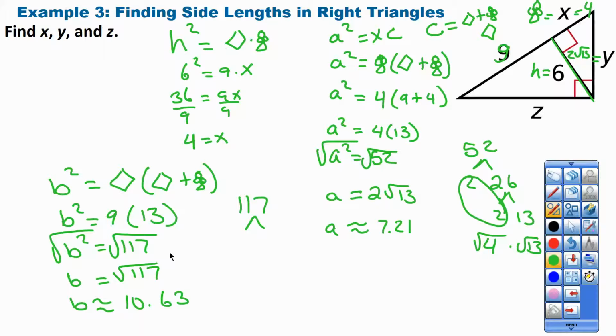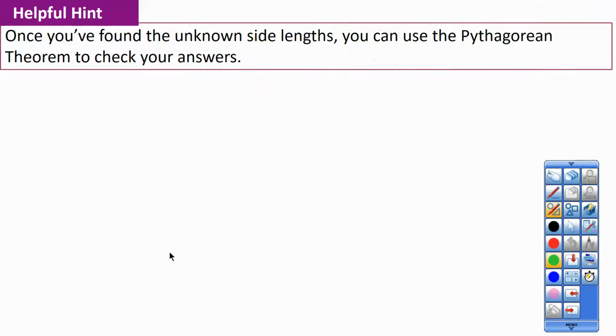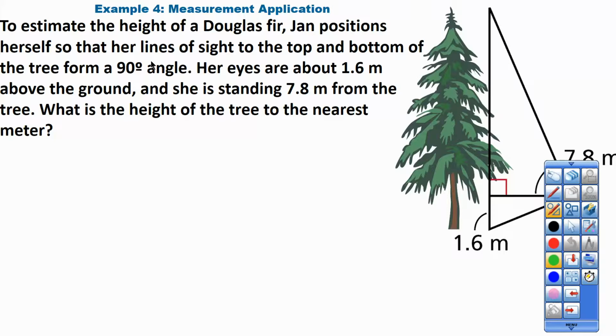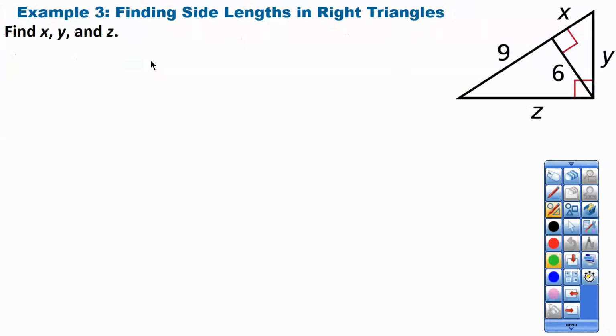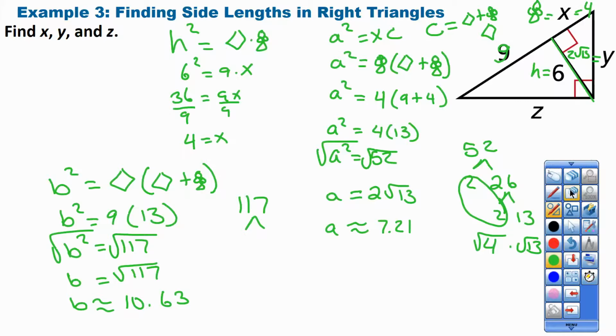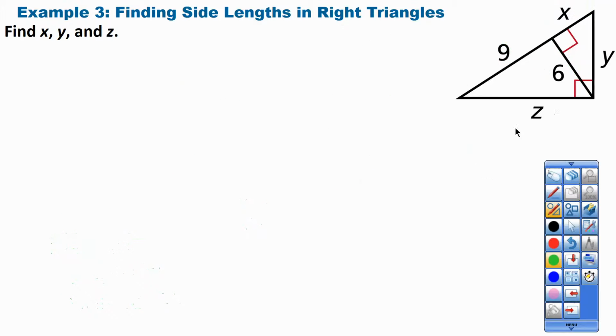And you're thinking, I don't know how to do this, Mr. Seekins. I am very confused. I know. You're going to need to practice it. Look at it, practice. Once you've found the unknown side lengths, you can use the Pythagorean theorem to check your answers. Let's go ahead and just work through this really fast again.